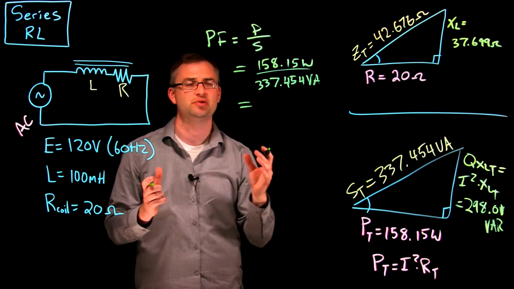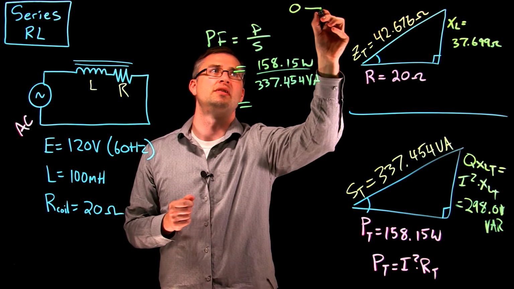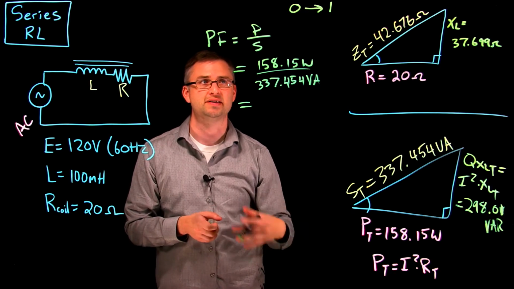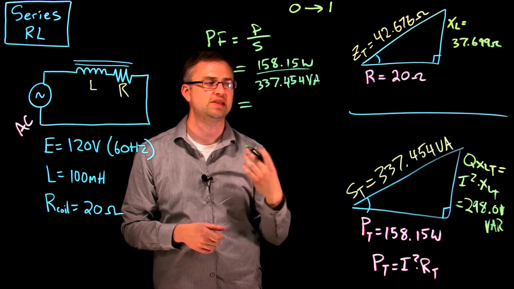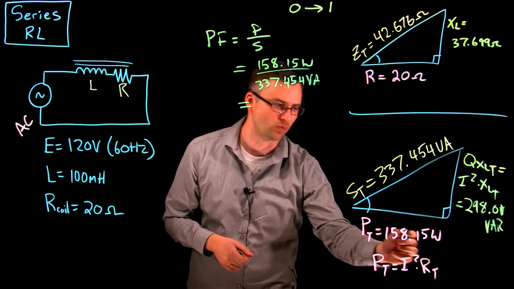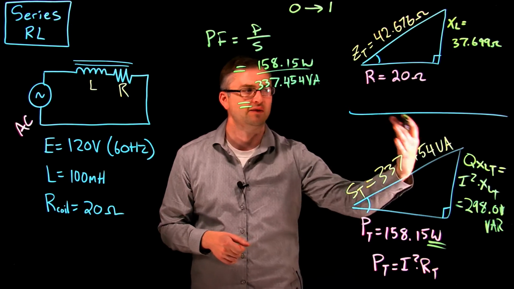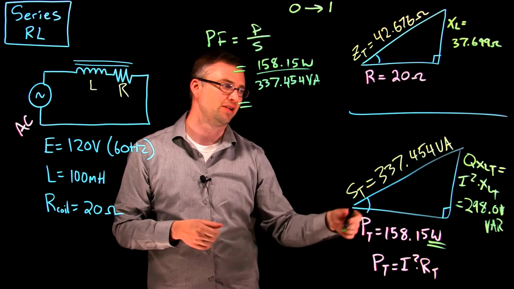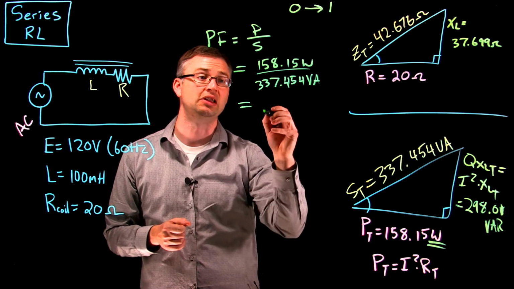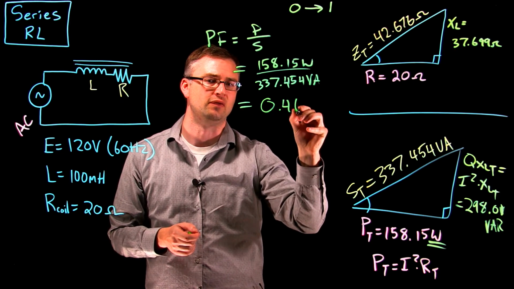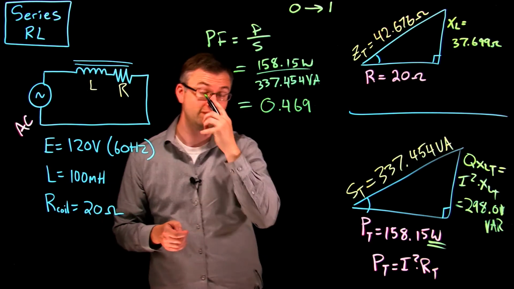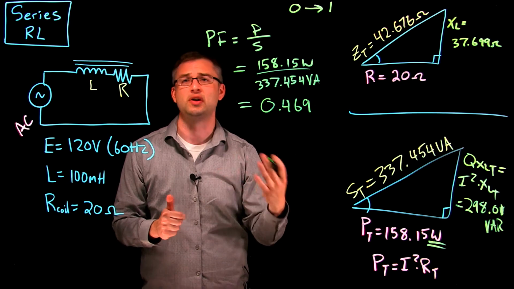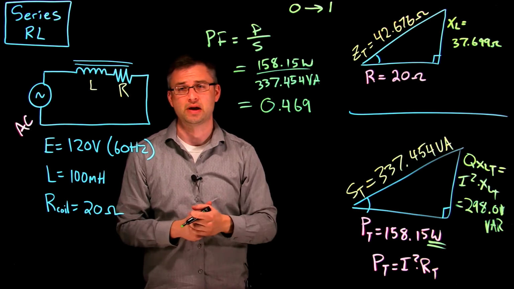It's going to be anywhere between 0 and 1. It can never be greater than 1 because it's really like a percentage: how much of this is actually power in terms of watts, and how much VA is there in the system? When we calculate that, we can see that we have a lot of VARs in this system, so we have a very low power factor of 0.469. That's very low. A lot of circuits like to be up to around 0.8 or 0.9, approaching a power factor of 1.